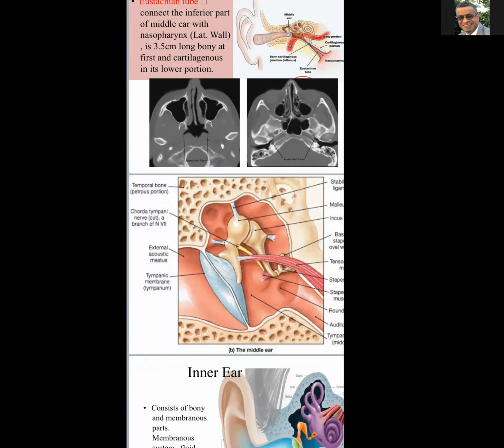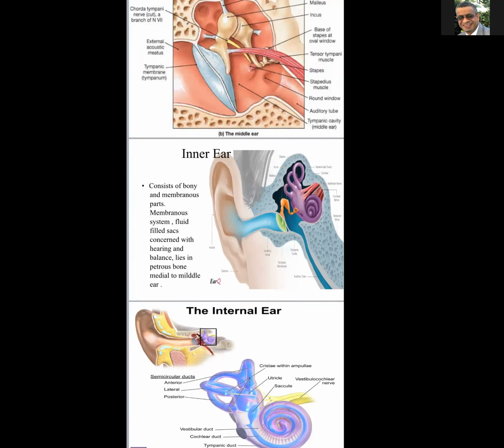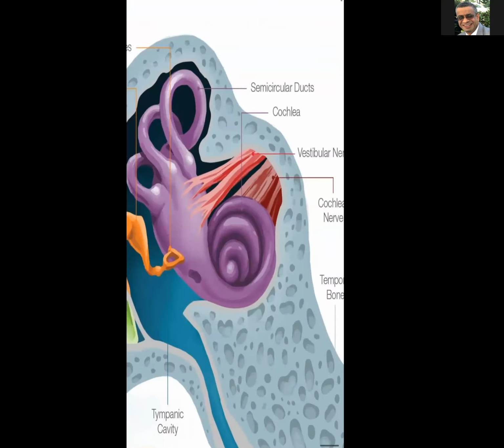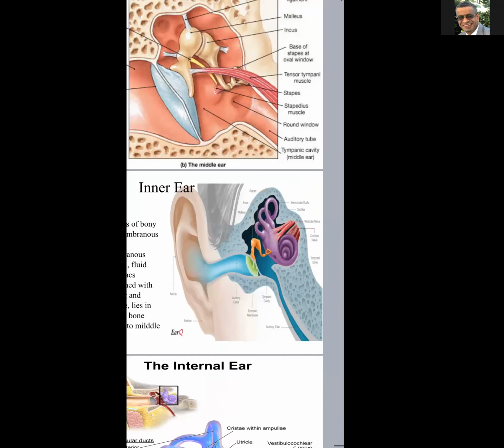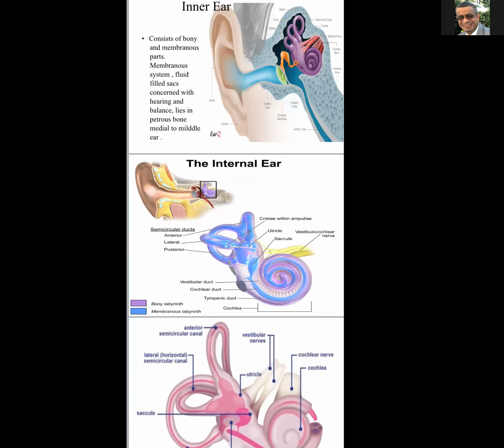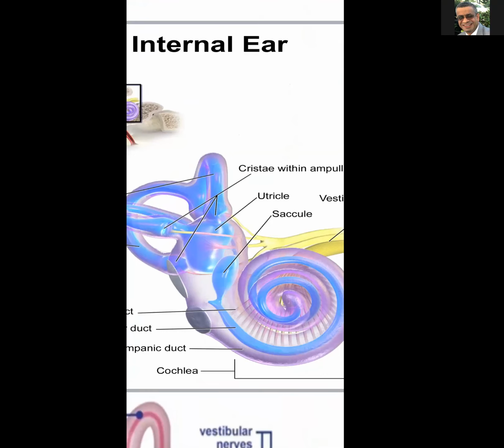Now the third part of the ear, which is the inner ear. The inner ear consists of a bony and a membranous part. The membranous part is a fluid-filled sac concerned with hearing and balance, lying in the petrous bone medial to the middle ear. This is the inner ear. This picture shows the components of the inner ear. This is the bony part, and inside it there is a membranous part.